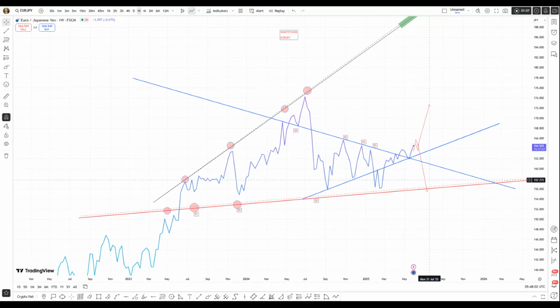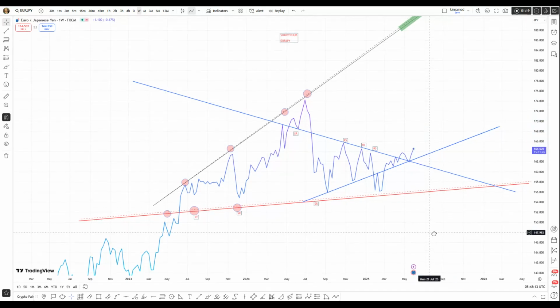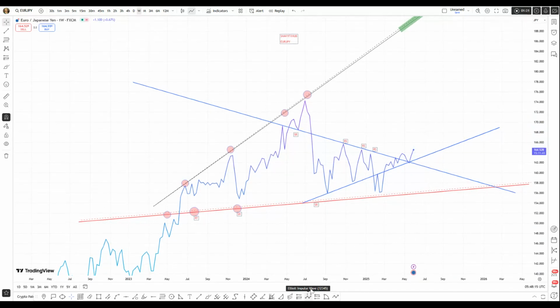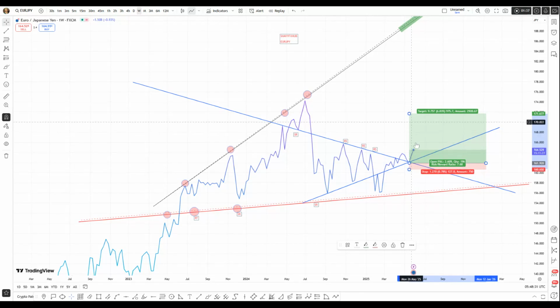So EJ will continue upswing. Let me take this out. EJ upswing will continue. EJ will continue. Yes, EJ will continue up. We have very short stop loss for EJ, but the take profit is going to be very high.